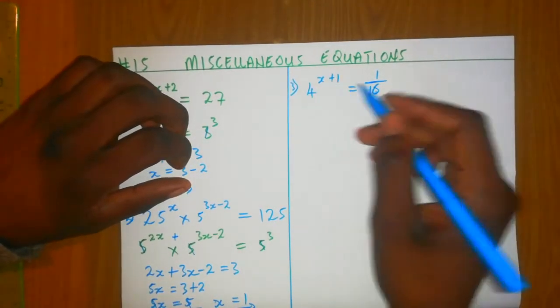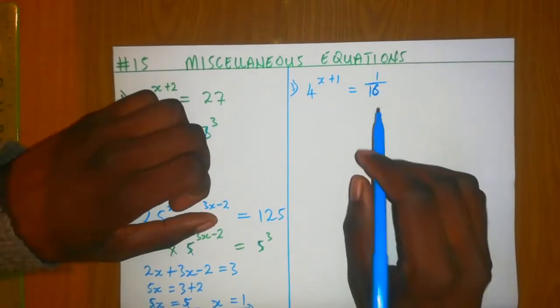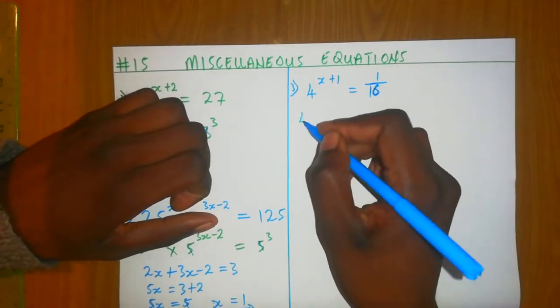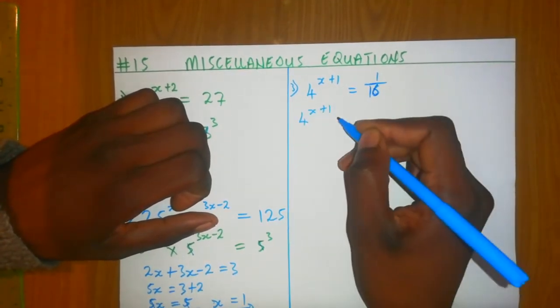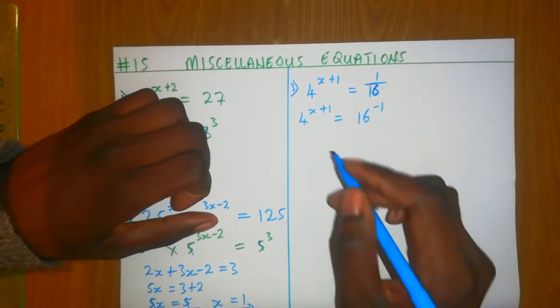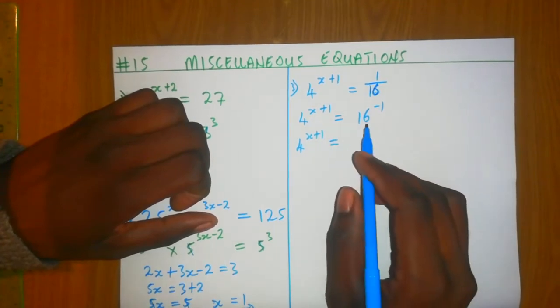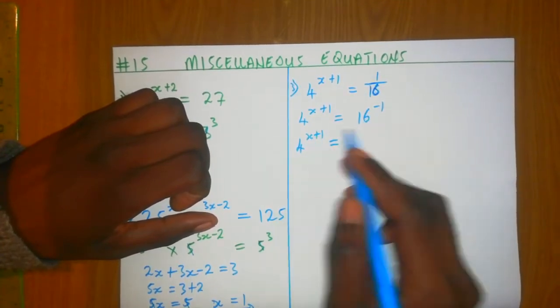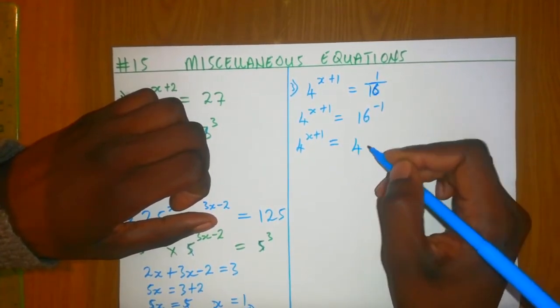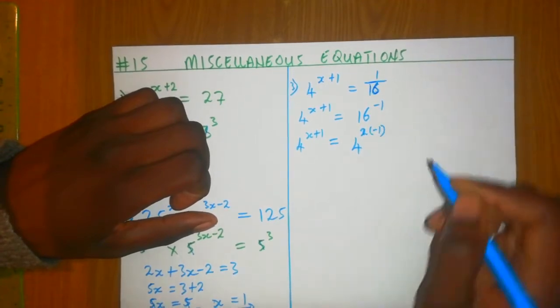It's 4 to the power x plus 1 is equal to 1 over 16. This is a 16, not a 10. So we are supposed to first convert that one. So it's going to be 4 to the power x plus 1 is equal to 16 to the power negative 1. Then I'm now supposed to convert the 16 using a 4. That's a 4 to the power 2, then bracket negative 1.